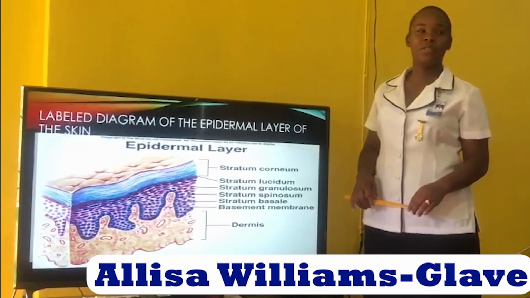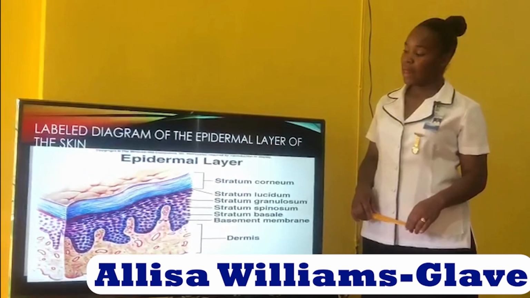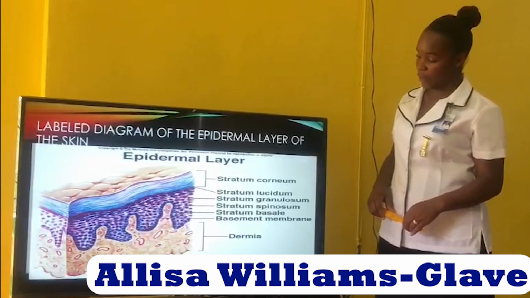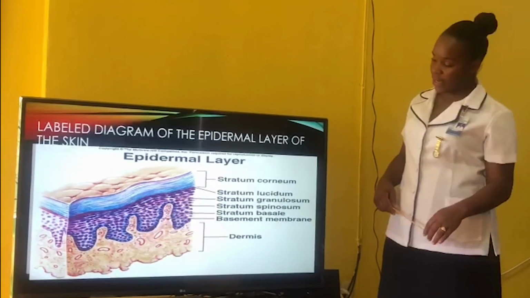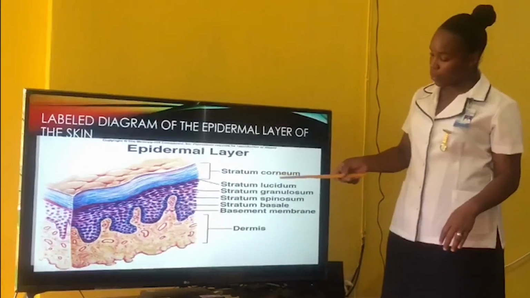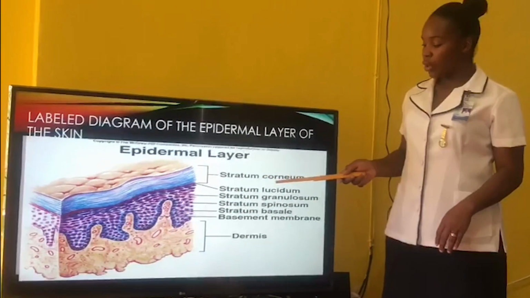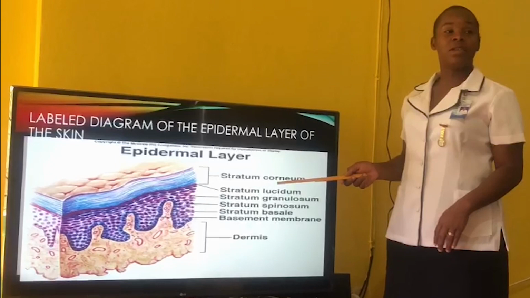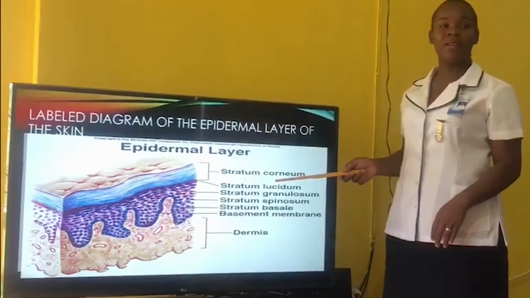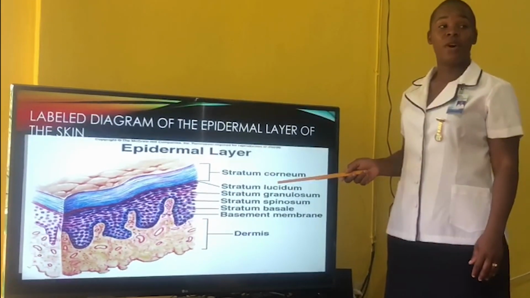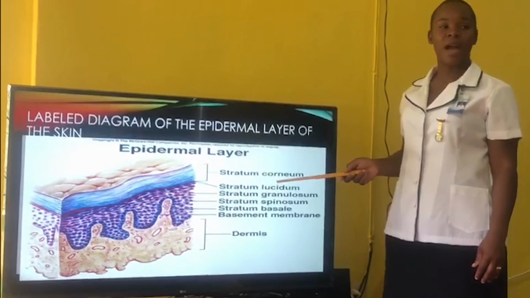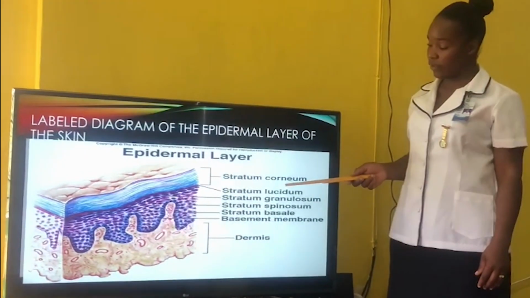And today I am going to be talking to you a little bit about the epidermal layer of the skin. Now the first section of the skin that we'll be looking at is the stratum corneum, and the stratum corneum is this area right here. Now the stratum corneum is a top layer and it's composed of dead flattened keratinocytes. Its function is that it helps to retain moisture and keep unwanted substances out of the body.